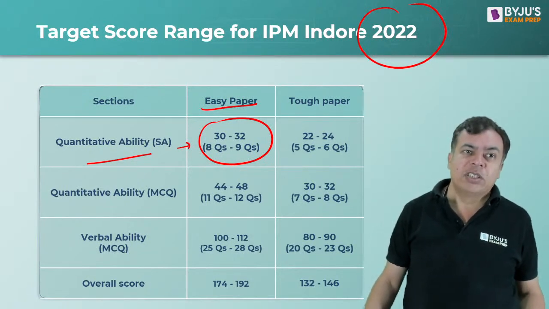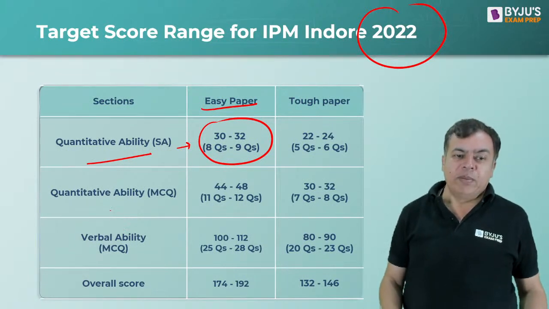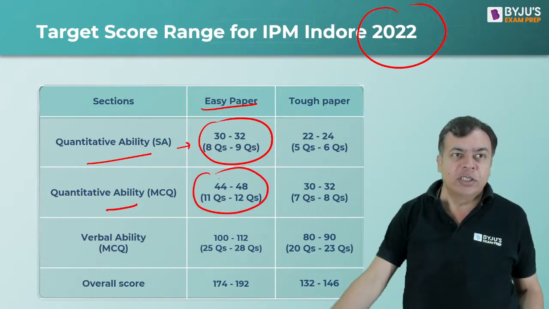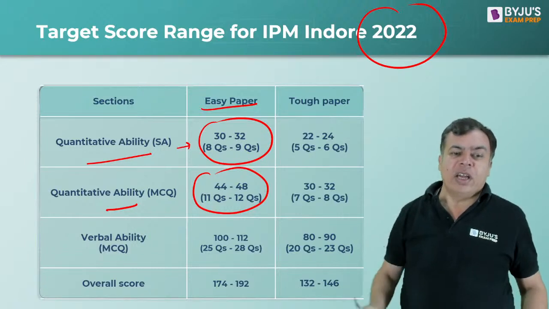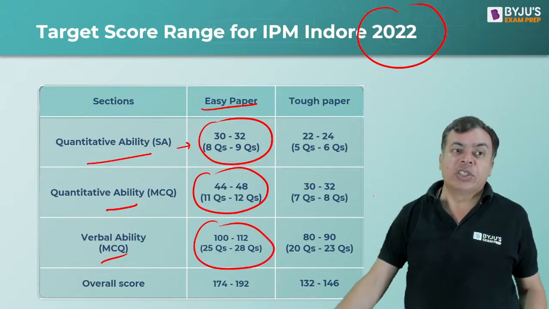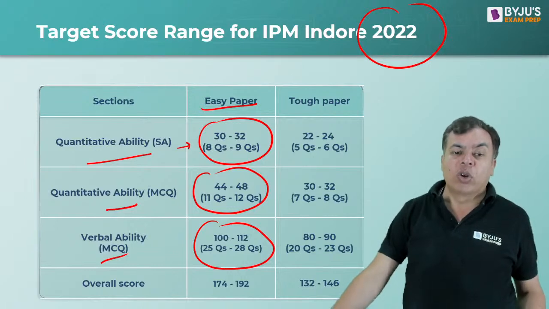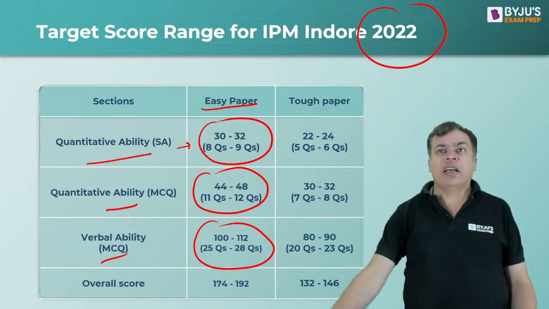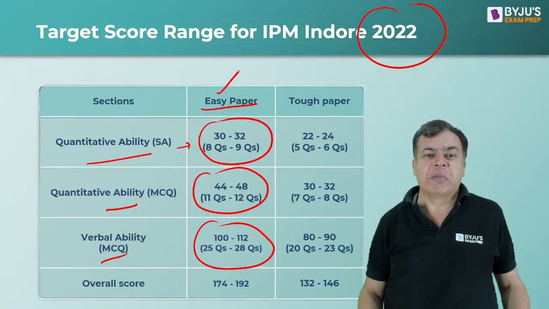Out of 20 questions, you should think of at least this much. In the MCQ, out of 40 questions, at least 11 to 12 questions, that is 44 to 48 score. And then verbal ability should be 25 to 28 questions out of 40 questions, so 100 to 112. That means your total overall score can be 174 to 192. This is in case the exam is easy. I'm talking about the easy paper.